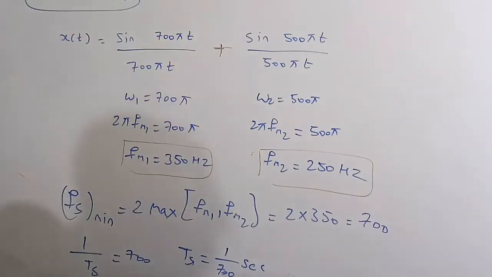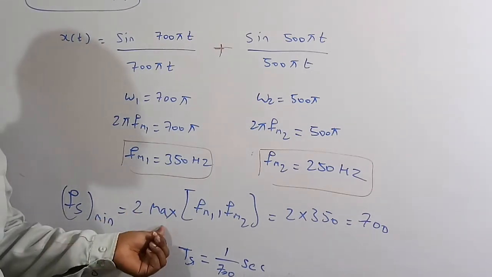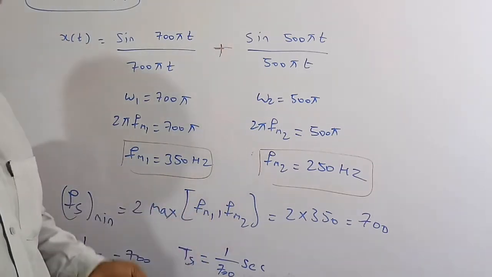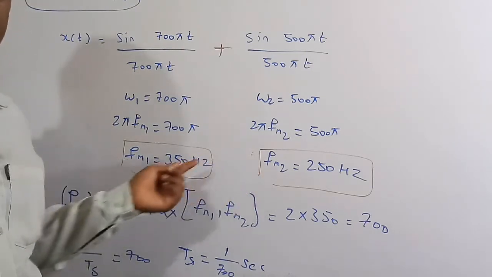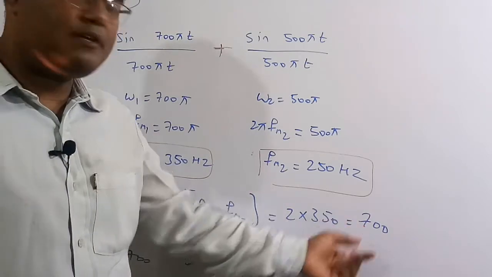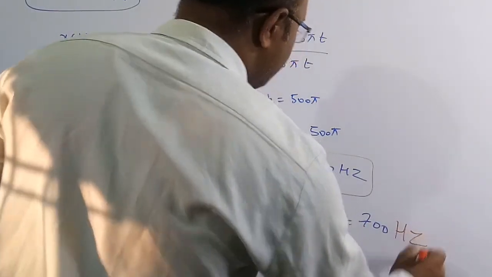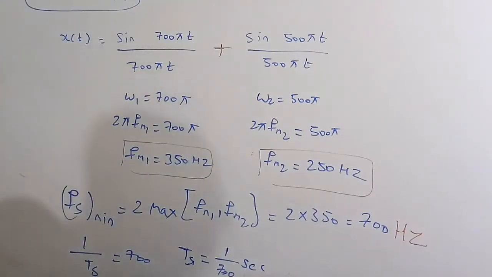So we know the standard equation: the minimum sampling frequency is nothing but 2 times the maximum of the message signal frequencies. Out of these two message signal frequencies, the maximum frequency is 350 hertz. So 2 into 350 is nothing but 700 hertz. But we need to figure out the Nyquist sampling interval, the time interval.